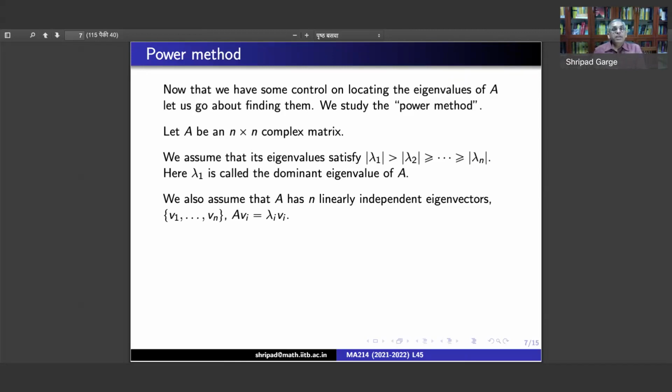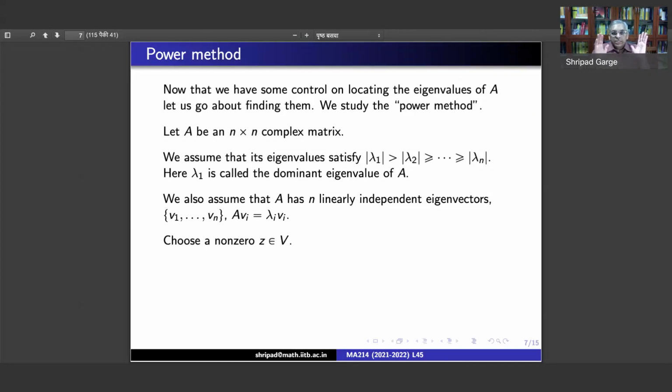Other times it may work and sometimes it will not work. Sometimes it may work when this assumption of having n linearly independent eigenvectors is not satisfied. But whenever we have this property, then the method is definitely going to work, and we will actually give the whole algorithm to see how this can be done.